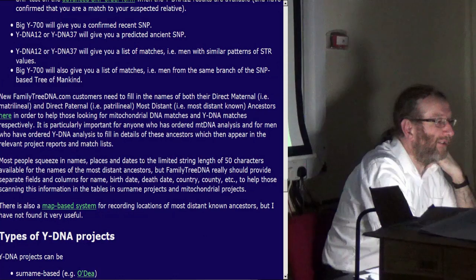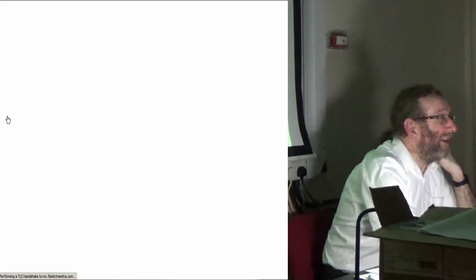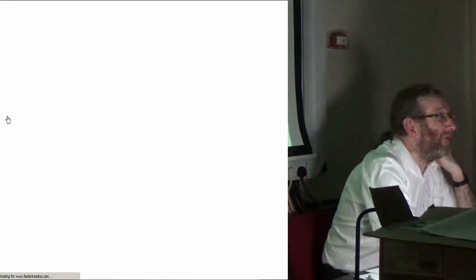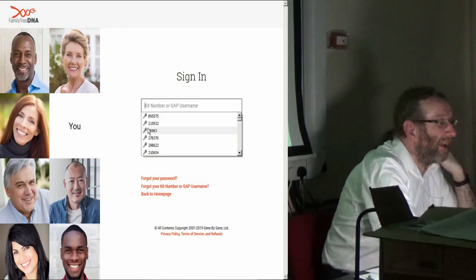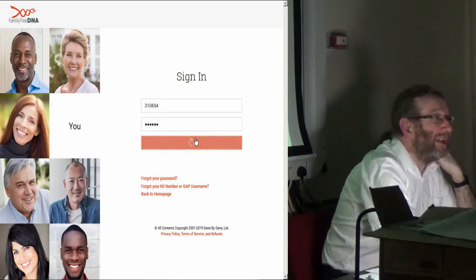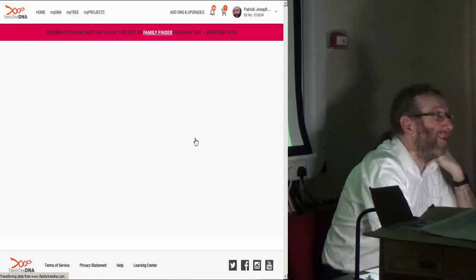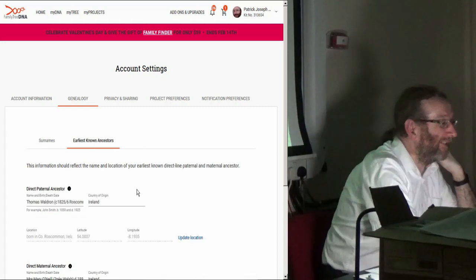So we're almost ready to start going through the examples. There's a link to show you where you go to fill in the most distant ancestors. We saw in the match list, I'm going to log in as myself. In the match list, some people had filled in their most distant ancestors, some hadn't. In the project results page, some had, some hadn't. Everybody has to go to this page, click on earliest known ancestors and fill in who's your father's father's father's father as far back as you can go.